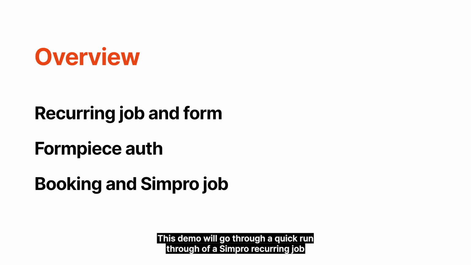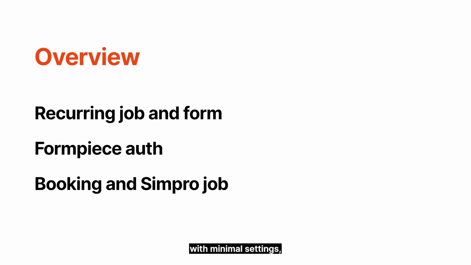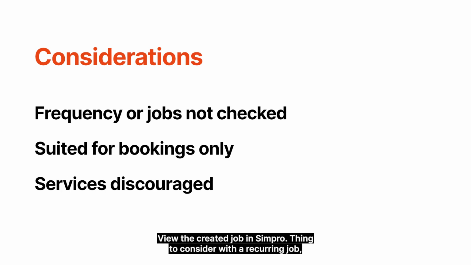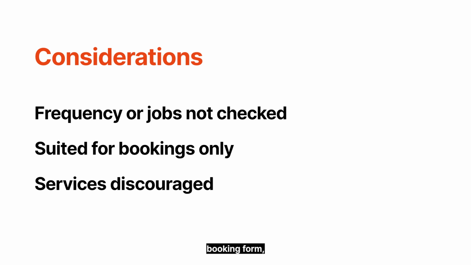This demo will go through a quick run-through of a Simpro recurring job with minimal settings, a quick run-through of a Formpiece form with the settings required for booking a recurring job, creating an auth link, which is used for generating booking links to send to your recurring job customers, making a booking on the demo form, and viewing the created job in Simpro. Things to consider with a recurring job booking form.